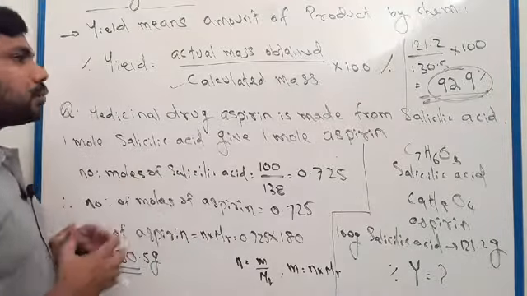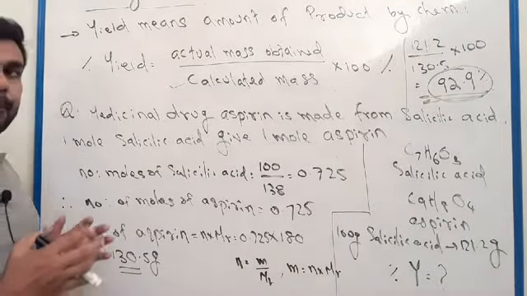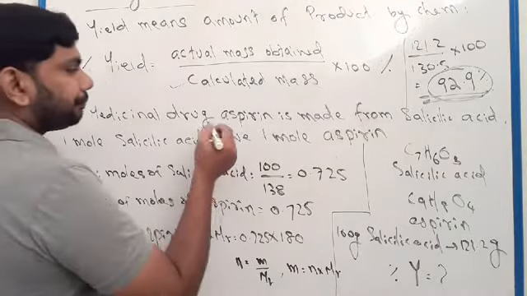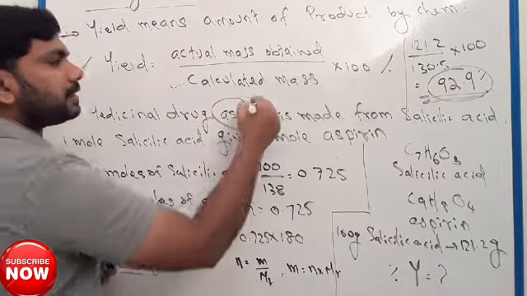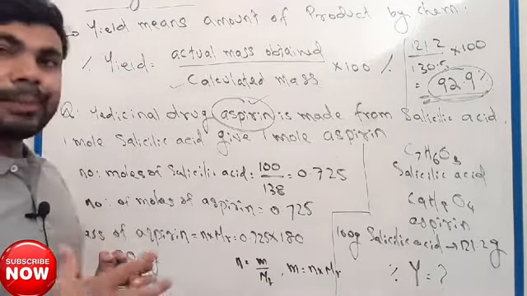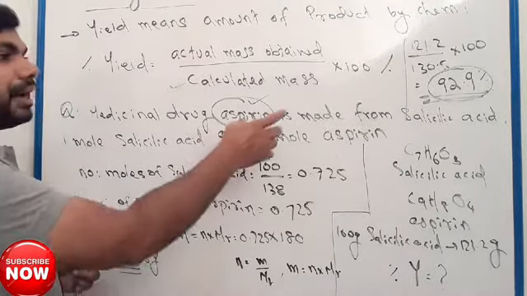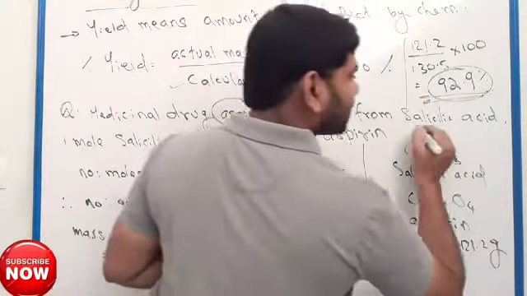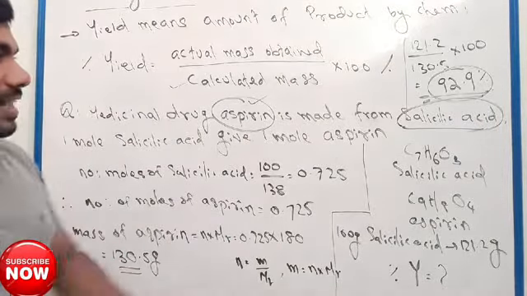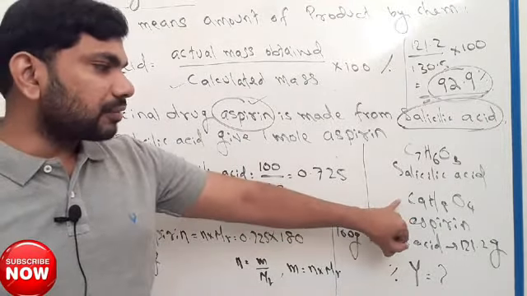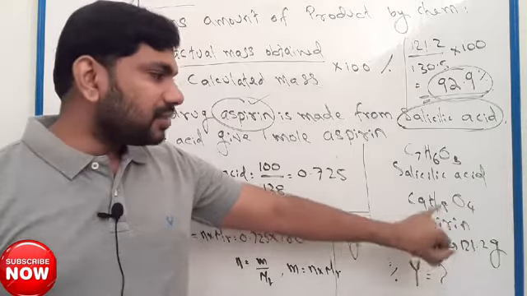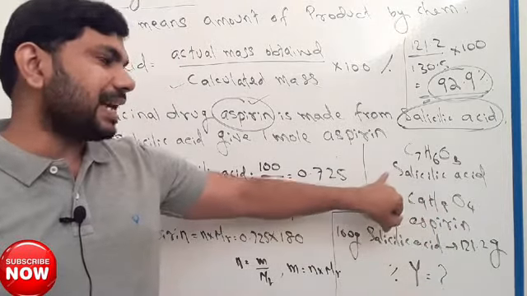Based on this, we have one question to find percentage yield. See here, aspirin is one medicinal drug. It is used as a painkiller. Aspirin is made from salicylic acid. Aspirin's molecular formula is C9H8O4.